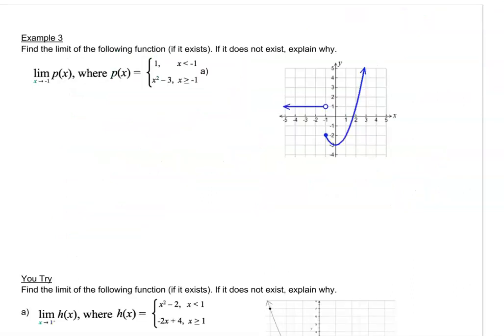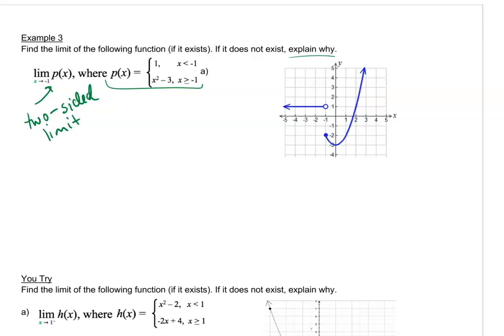Last but not least, we're going to take a look at a couple of piecewise functions. We're going to find the limit of the following function if it exists, and if it does not, we're going to try to explain why. In this first one, we have the limit as x approaches negative 1 of this function p of x. This is a two-sided limit because I don't see any plus or minus superscript.